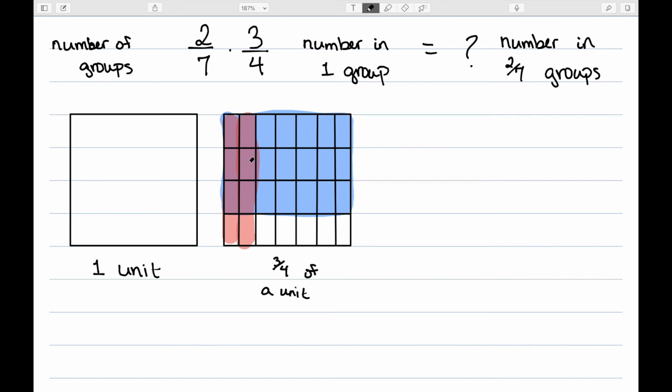We have 1, 2, 3, 4, 5, 6 total pieces out of 1, 2, 3, 4, 5, 6, 7. You can go ahead and count them. There are a total of 28. Which is exactly what we expected if we just multiplied 2 times 3 to get 6 and 7 times 4 to get 28.